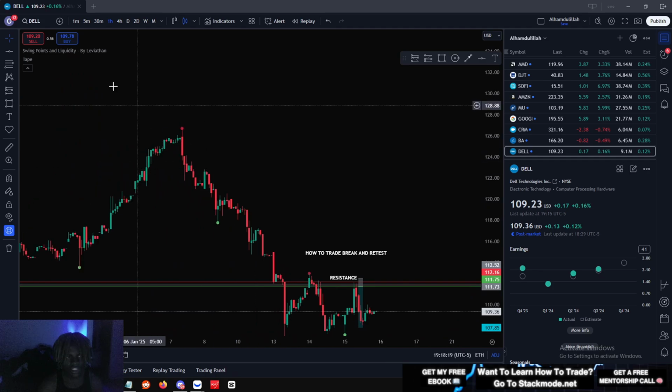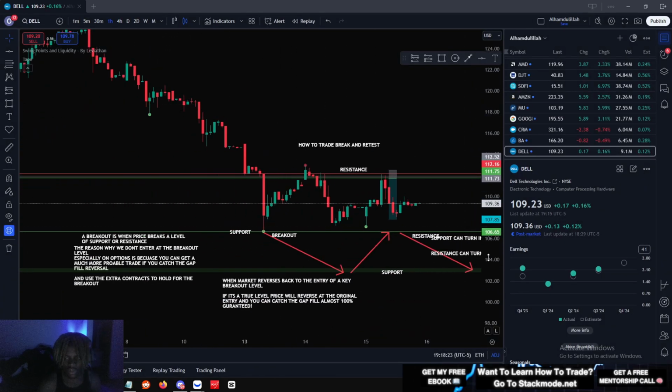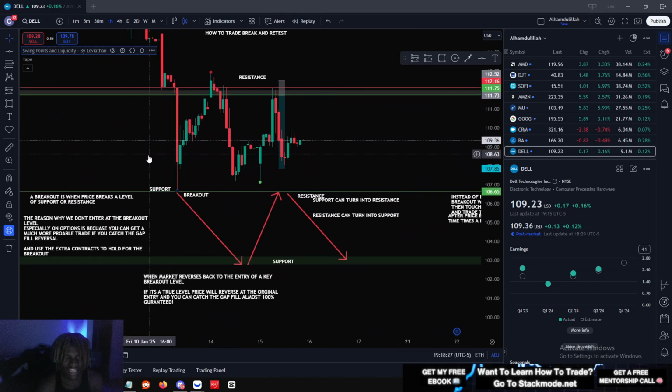Right? Boom. Now let me show you another example. Let's just say resistance, right? Let me make sure we understand this 100%. Once again, a breakout is a break of a level of support or resistance. The reason we don't enter as soon as price breaks an area of support or resistance is because we can get a much more probable and bigger trade if we catch the full gap reversal.